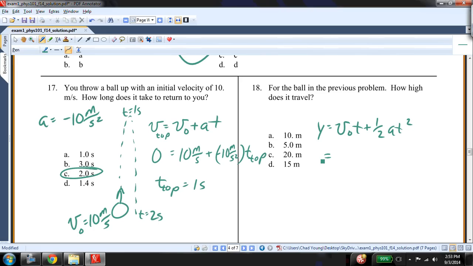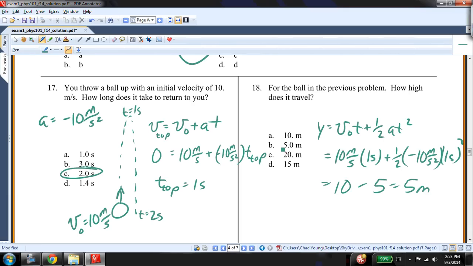For the ball in the previous problem, how high does it travel? I'm just using my kinematics equation here. What was my initial velocity? It was 10 meters per second. I've already found that it takes 1 second to get up there. That's my acceleration due to gravity times 1 second squared. So that's 10 minus 5, or 5 meters. So 18 is B.